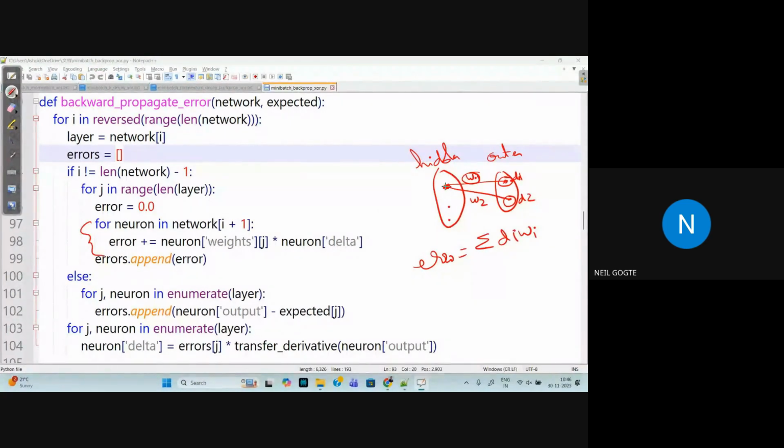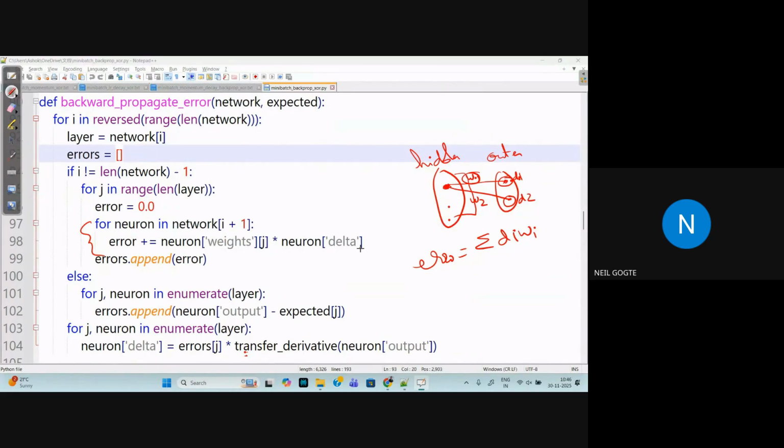Remember, this is only computing the deltas, and then we have to compute it with the transfer derivative of the output, because here also there is an activation function. This doesn't go directly here, right? There is an activation function, so this takes care of the activation function also. So then the delta comes.